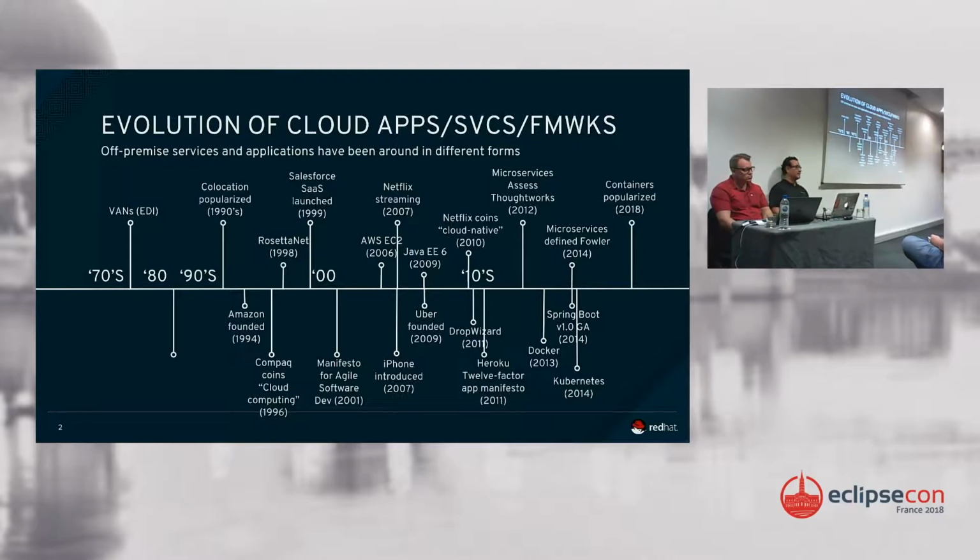Netflix coined the term cloud native in 2010. Dropwizard, if you've heard of the concept of fat jars, Dropwizard is the company that made those popular, and they came into the picture in 2011. Heroku, if you've heard of the 12-factor app manifesto, they came up with that in 2011. The first microservices thoughts came out in 2012 by ThoughtWorks. Docker came into the picture in 2013, followed in 2014 by the microservices definition by ThoughtWorks, Mr. Fowler. And Spring Boot version 1 was GA'd in 2014, together with Kubernetes.